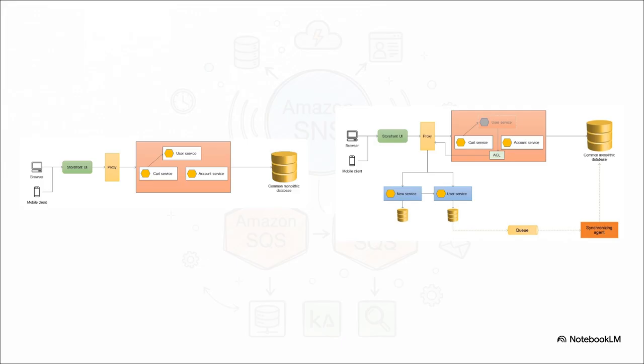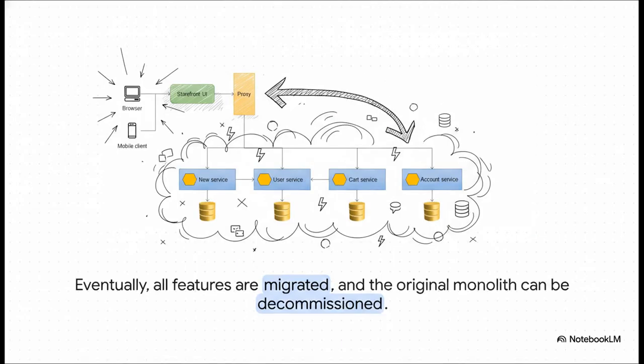No one's the wiser. And this right here, this is the beautiful end state. Over time, you just keep carving off more and more functionality, piece by piece. The proxy gets smarter and smarter, routing more traffic to your new services until, finally, there's nothing left for the old monolith to do. You can just turn it off. How cool is that? And what you're left with is this beautiful system of independent, scalable, and loosely coupled microservices.